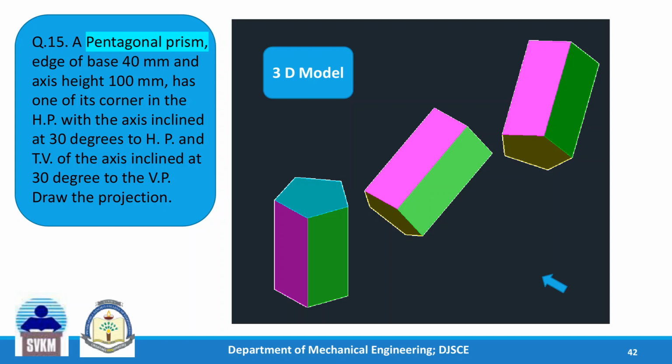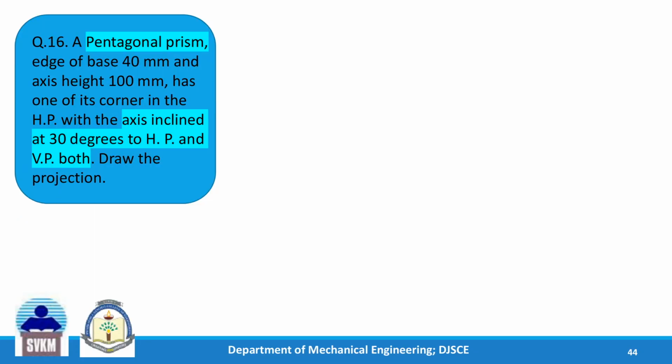Now what is here in this sum 15? Top view of the axis inclined at 30 degrees to VP, and here the axis is inclined at 30 degrees to HP and VP both. Now this last part is important here. The true length of the axis is inclined at 30 degrees to VP. So 30 degrees is the true angle of inclination of the axis with VP. That is important. So let us see the solution for this.